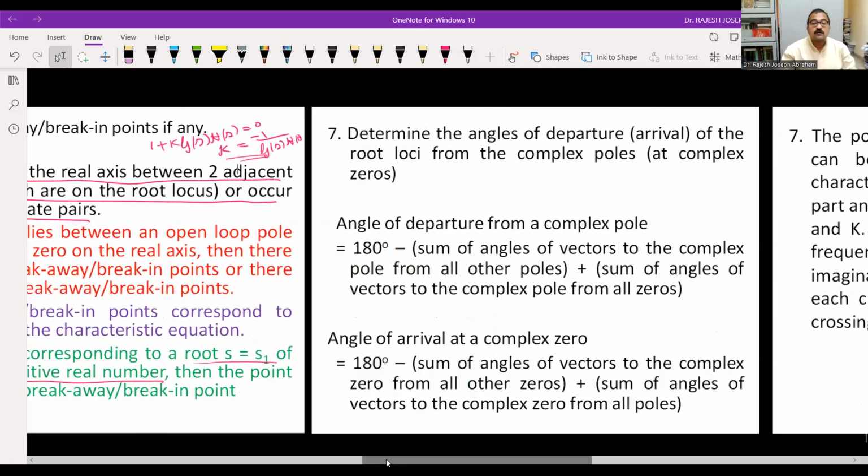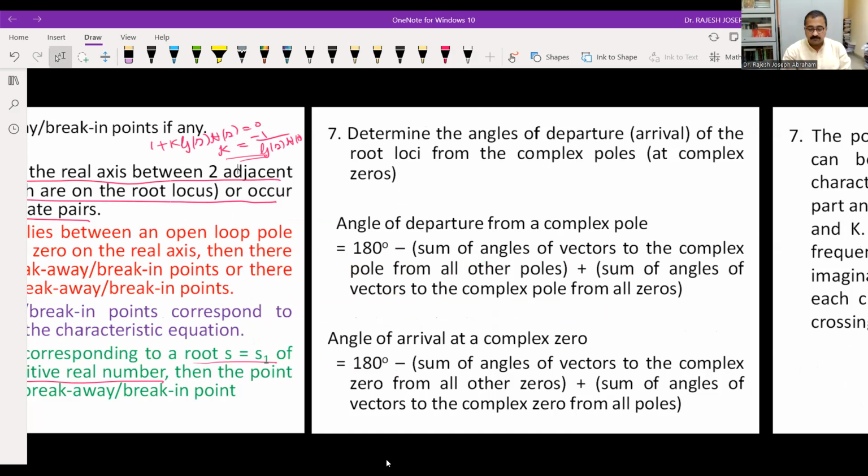So if you have a complex conjugate pole pair, we need to find the angle of departure. How to find that? The angle of departure from a complex pole is given by 180 degrees minus the sum of angles of vectors to the complex pole from all other poles, plus the sum of angles of vectors to the complex pole from all zeros.